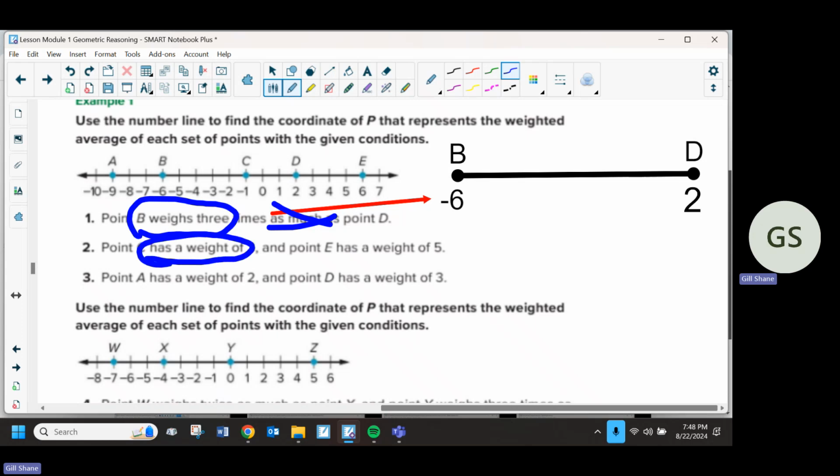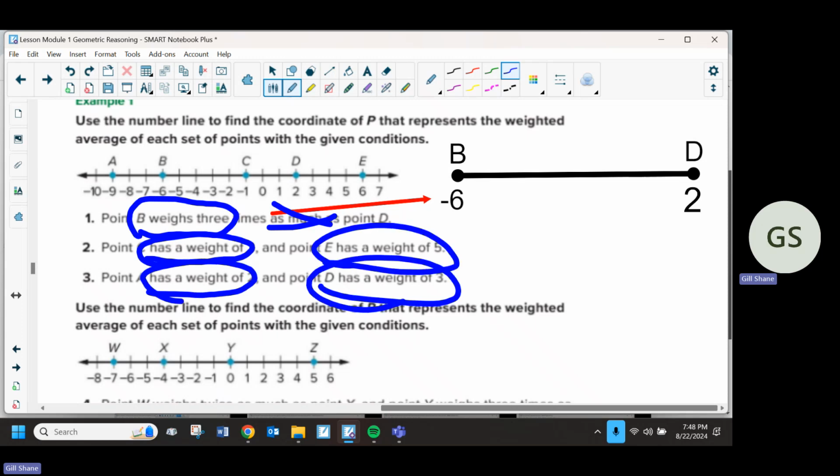C has a weight of 3. A has a weight of 2. D has a weight of 3. If it doesn't tell you specifically that the point weighs this, then the point has a weight of 1. So it doesn't tell us anything about D. I didn't circle anything about D in problem number 1, right? Doesn't tell us anything about D. That means D has a weight of 1.